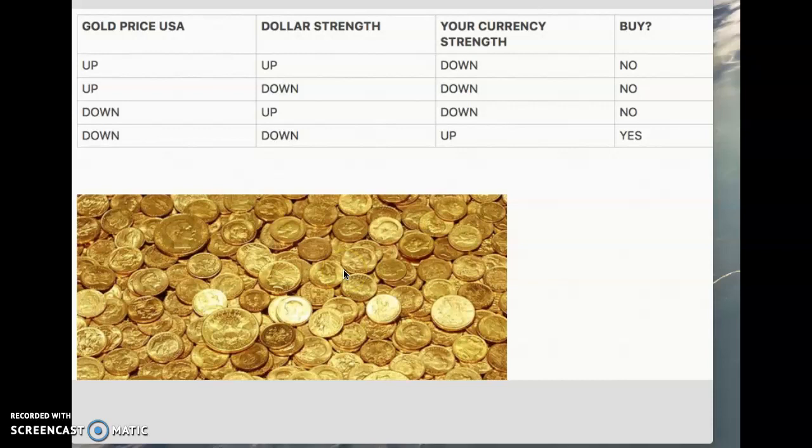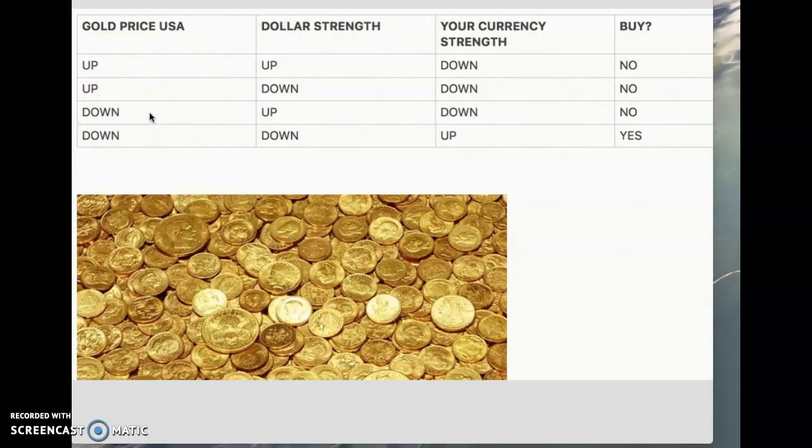All right, and what we're going to review is gold prices in the United States, the dollar strength versus your currency strength, and whether or not it's time to buy. So when gold prices are increasing, regardless of the strength of the dollar to your currency, you may not want to buy. You may want to wait for a pullback. All right, so we're down to the lower quadrant here.